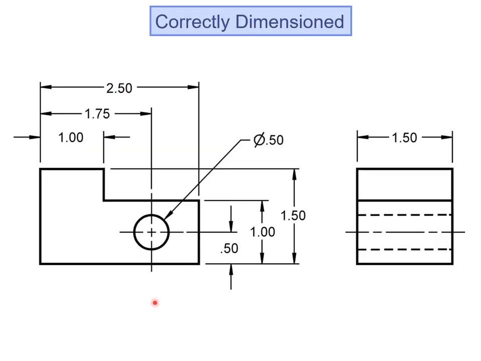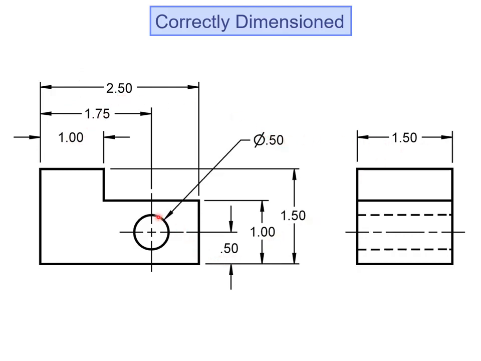So here's the correctly dimensioned drawing, detailed drawing. Again, a detailed drawing is a drawing of a single part. So we have our front view, side view, and here it is. We have datum dimensioning as opposed to continuous. 2 decimal places, so everything is at 2 decimal places.